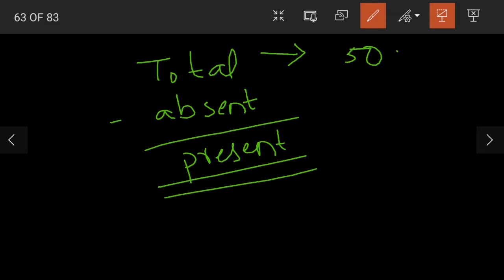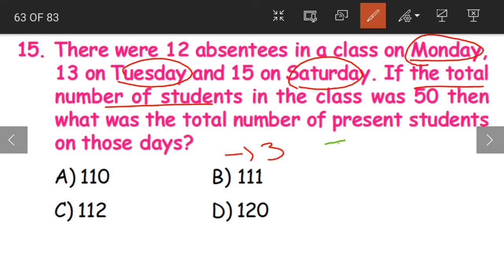As we are calculating the strength or the number of present children for 3 days, 50 into 3 is equal to 150. So for the purpose of this question, children, the total number of students is 150.